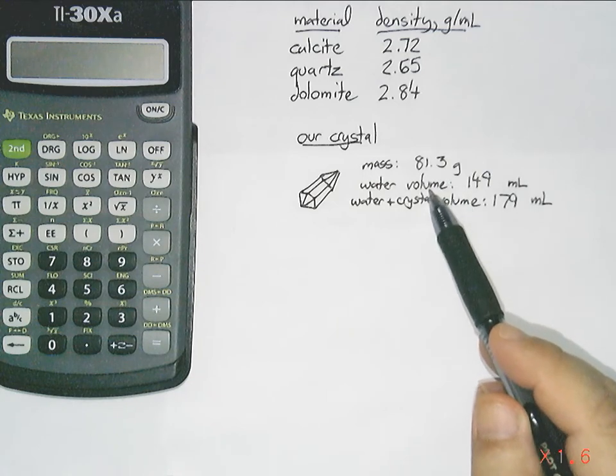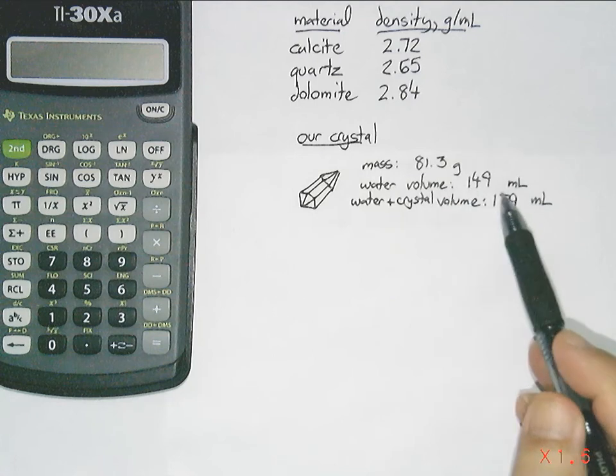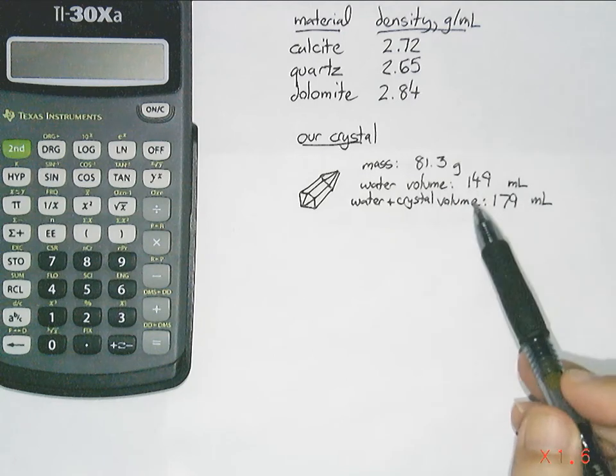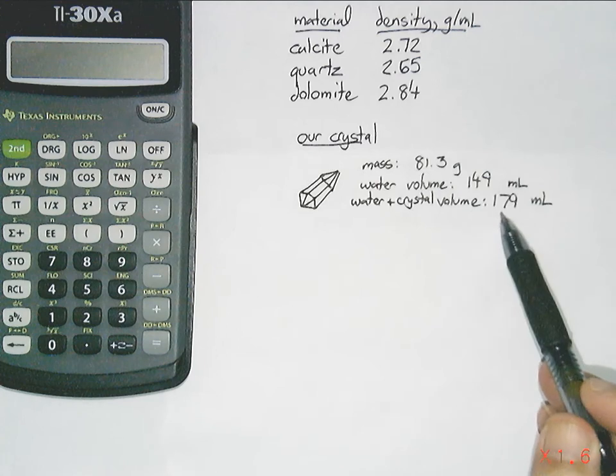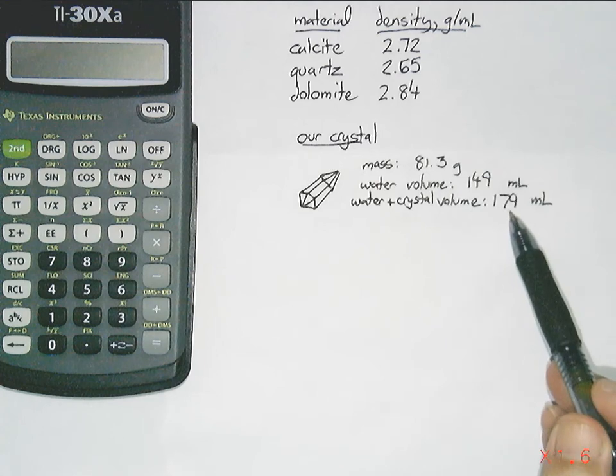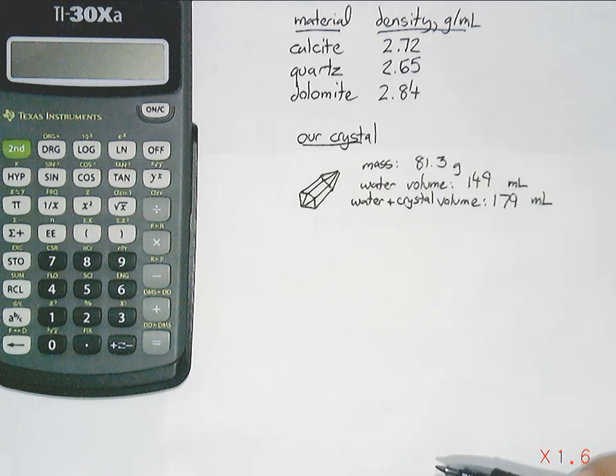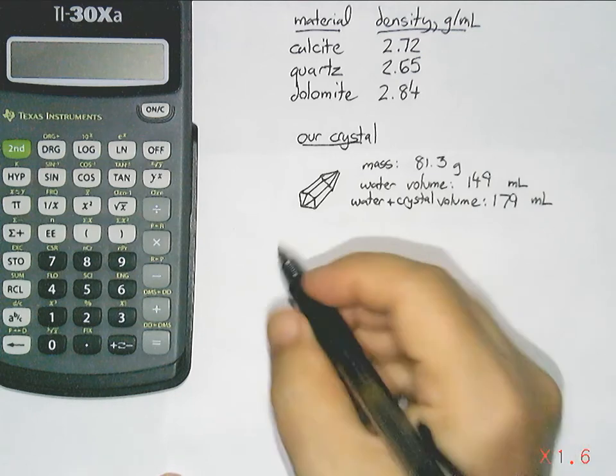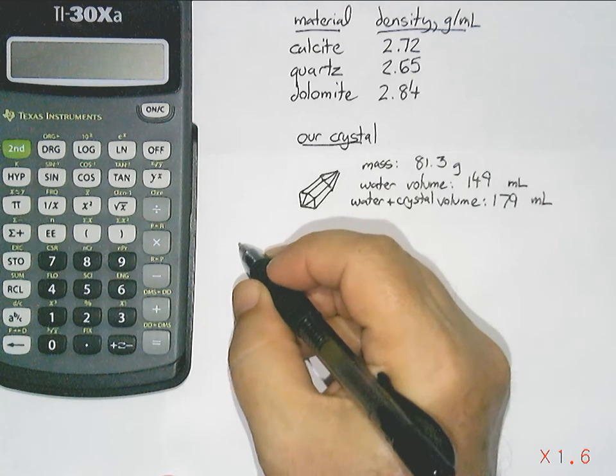We drop the crystal into some water. We're going to drop it into 149 milliliters of water, and when the crystal is in the water, it is going to make the water level go up to 179 milliliters. So we can use this data to find the density of the crystal.